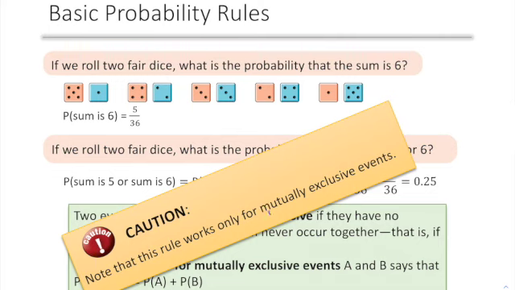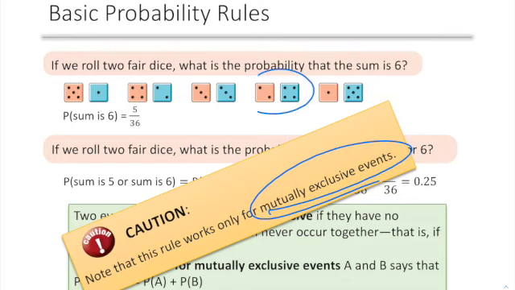Reminder that this only works for mutually exclusive events. If we were looking for the sum being 6 and one of the dice being a 2, well, those are not mutually exclusive because 2, 4 or 4, 2 happens both as a sum of 6 and one of the dice is a 2. So this rule wouldn't work in that situation. They must be mutually exclusive.